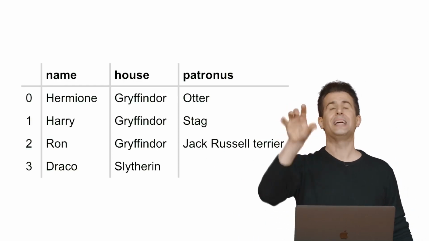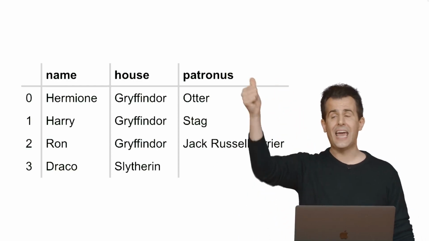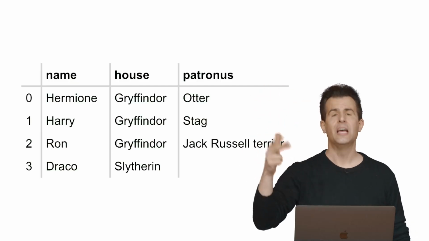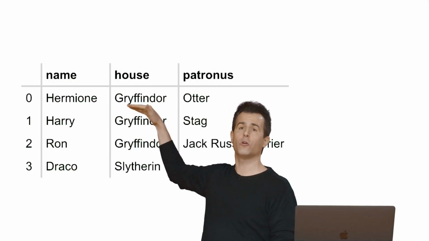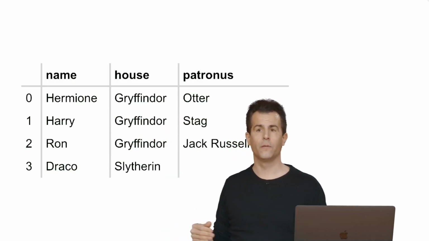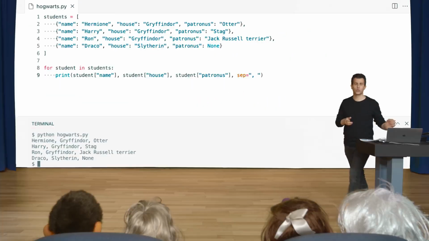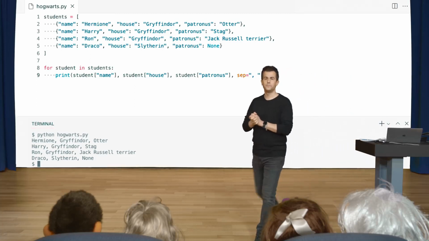Let's actually standardize the names of our keys to be name, house, and Patronus. And then the values of those keys can actually be the data, like Hermione, Gryffindor, Otter, and so forth. Questions now on these dictionaries and iteration thereof?